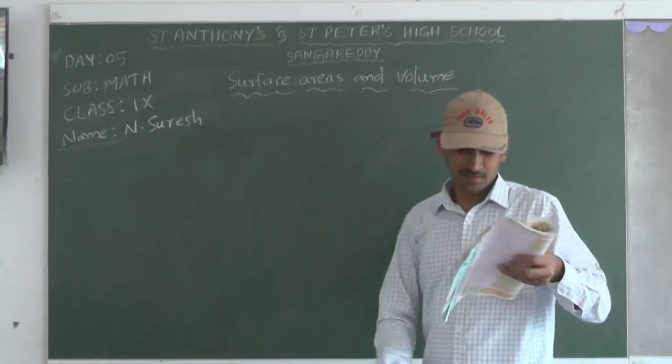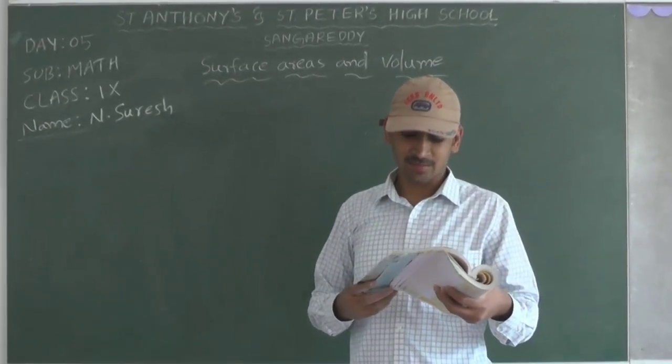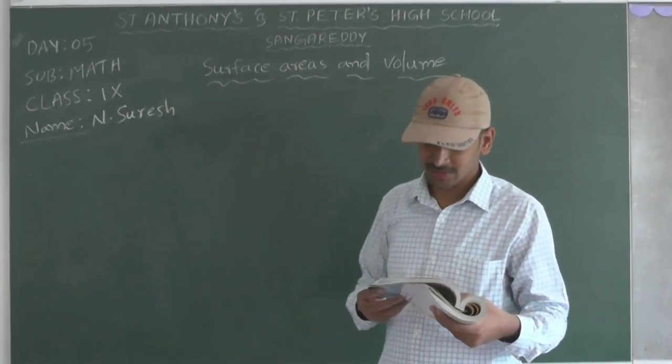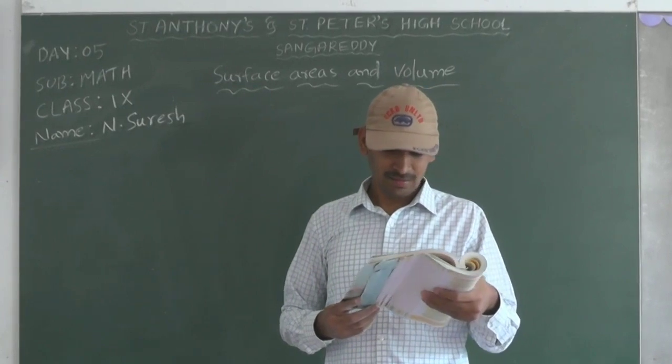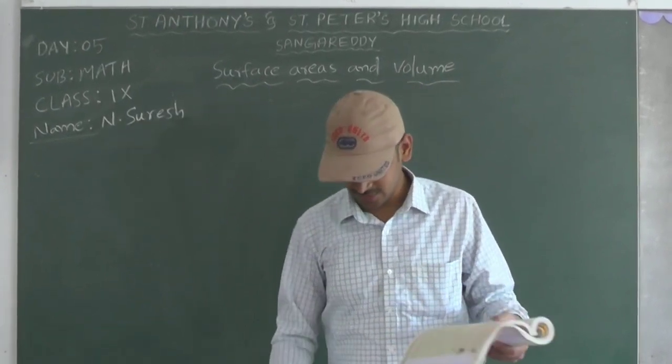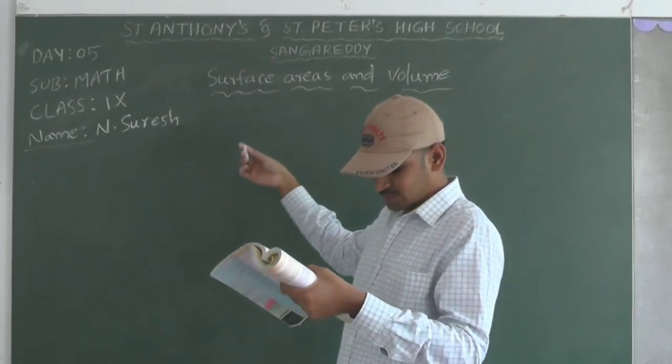So what is given in question number 6? The base of the prism is a triangle with sides 3 cm, 4 cm and 5 cm. Find the volume of the prism if its height is 10 centimeters. So a triangular prism is there. Before drawing, I want to show a model.